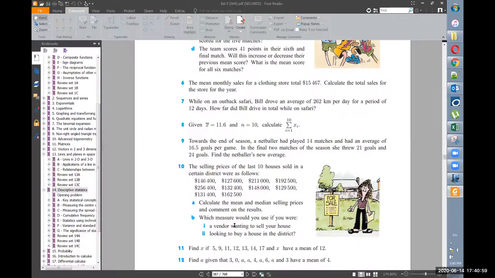So which measure would you use if you were a vendor wanting to sell your house? You are selling a house. Do you want to use the average or the median? Of course, you want to use the higher price, because you want to sell at a higher price, right? Does it make sense? Yeah. But as a buyer, of course, you want to use the lower price because you always want a bargain, right? Oh, this is something interesting I learned today. The selling price of houses in the US and Canada is not so crazy like in Asia.